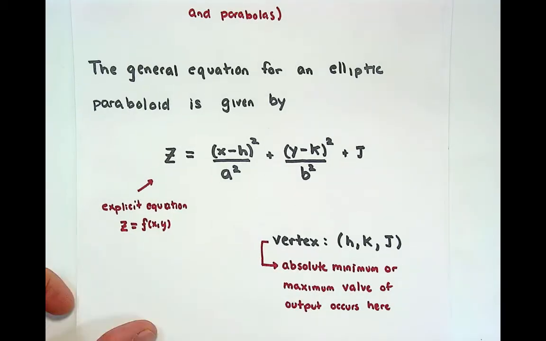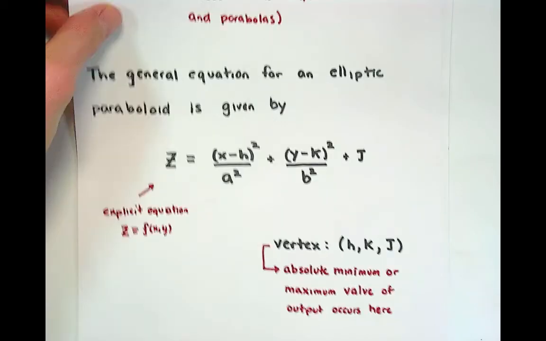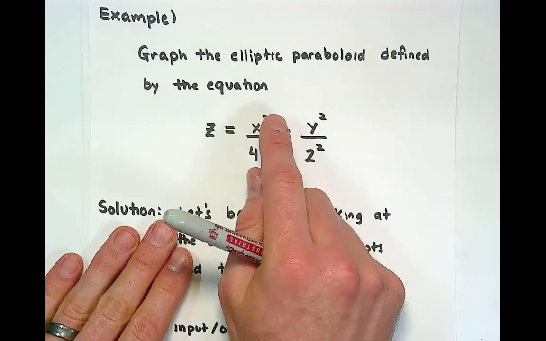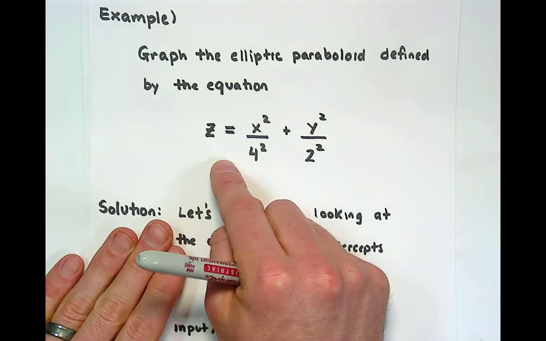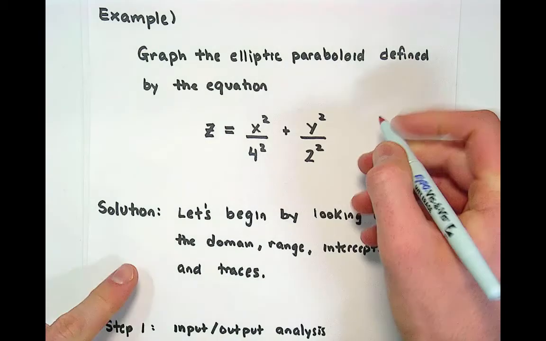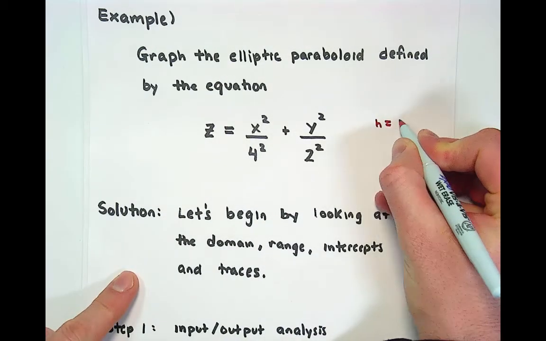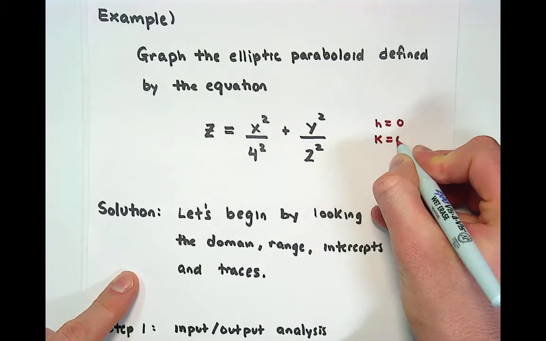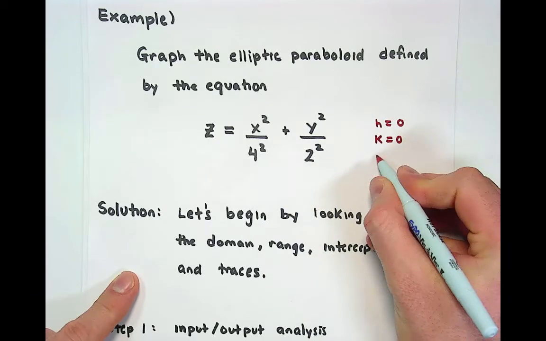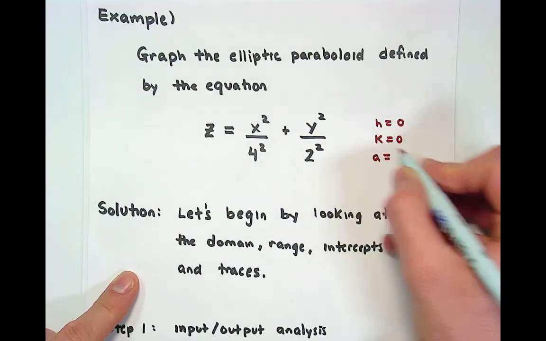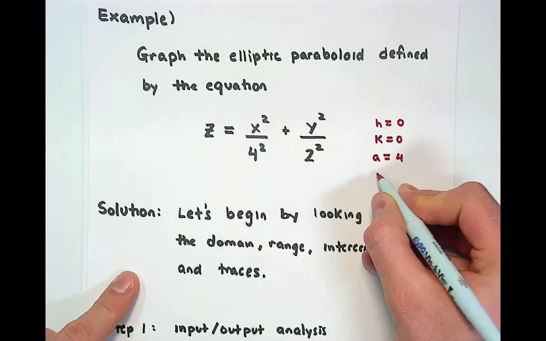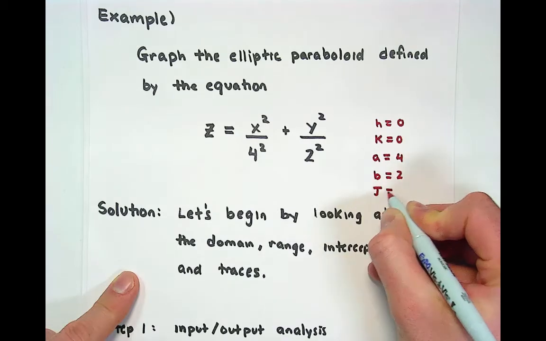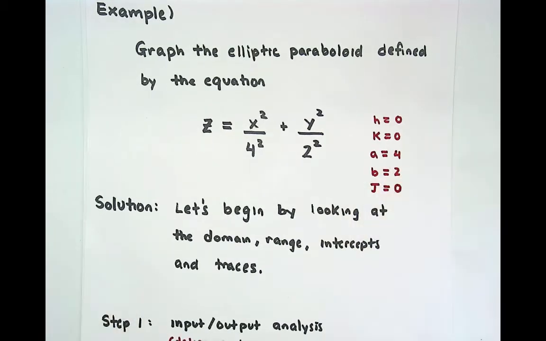In order to start our analysis of this general form, let's go to a specific example. Let's suppose that we were asked to graph an elliptic paraboloid defined by this equation. The first thing I would notice is that h is equal to 0, so there's no horizontal shift in x. k is also equal to 0, so there's no horizontal shift in y. We have some scaling factors, where a is 4 and b is 2, and there's no shift up or down. j is 0.